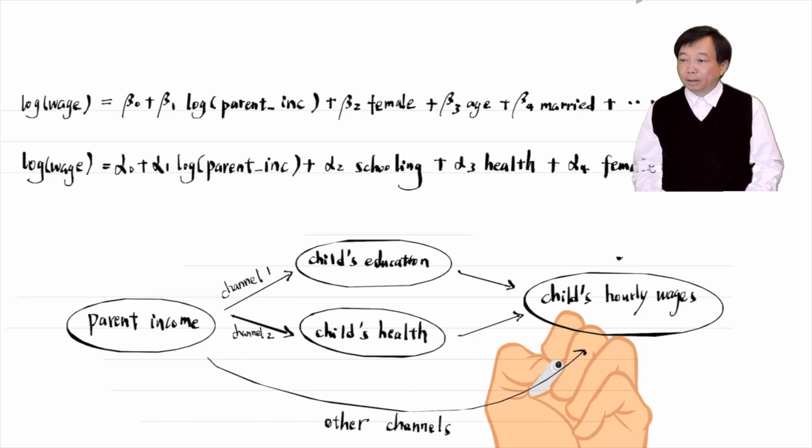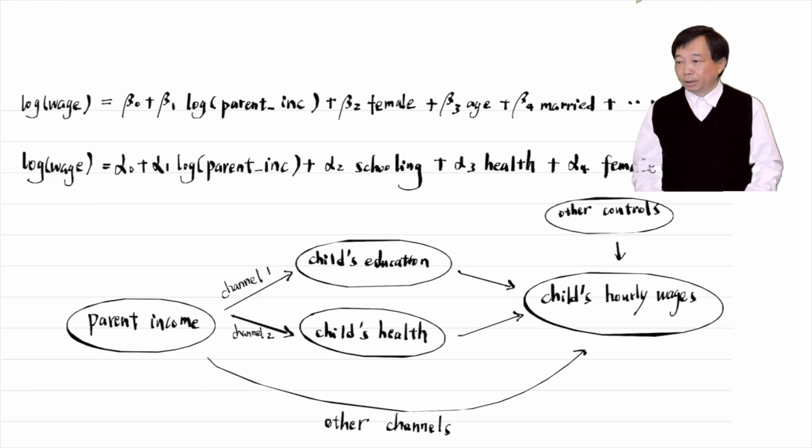Parents' income can affect children's adult earnings through the channel of education and the channel of health. Those are the two indirect effects of parents' income on children's adult earnings.